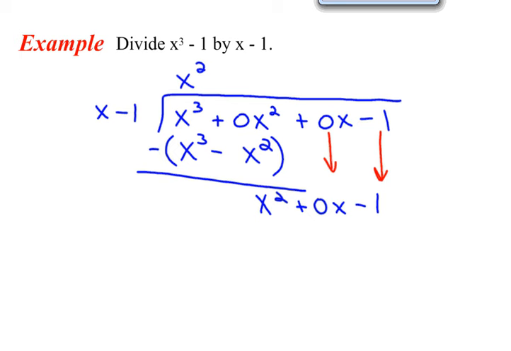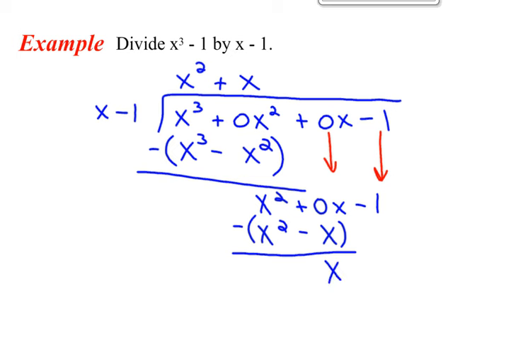So now we ask ourselves, how many times does x go into x squared? And the answer to that is x number of times. So we put plus x up here, and now we multiply. X times x gives us x squared, and x times negative 1 gives us negative x. And we subtract that. X squared minus x squared is 0. 0x minus negative x is the same as 0x plus x, and so that is a 1x, and we bring down the minus 1.